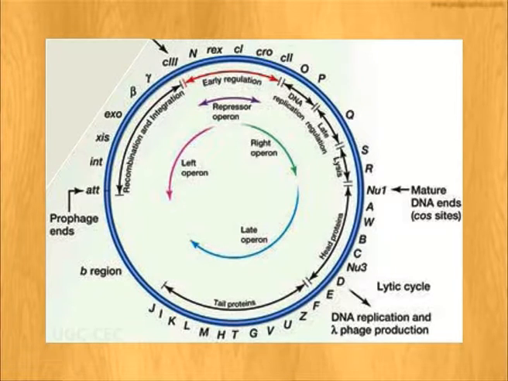Indeed, it has an operon system of regulation, and three operons exist in the lambda genome. The left operon codes for the genes responsible for recombination and integration of the lambda genome into the host chromosome, that is, the left operon is responsible for the lysogenic cycle. The right operon is responsible mainly for replication, and the late operon carries all the genes necessary to produce the structural proteins, that is, for the lytic cycle.